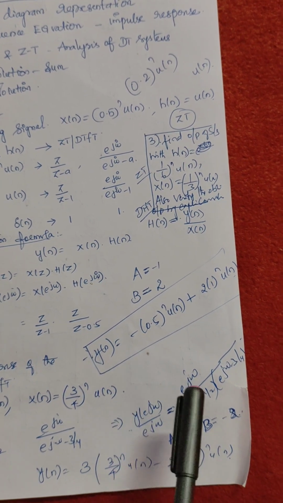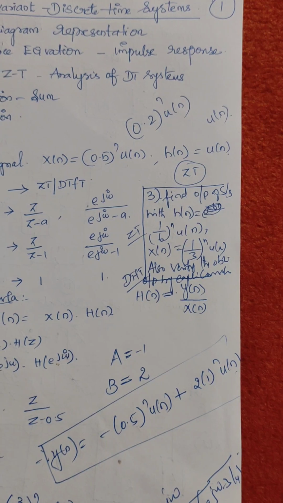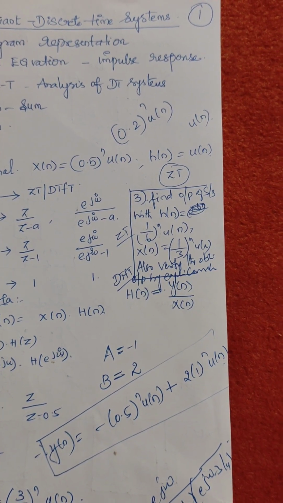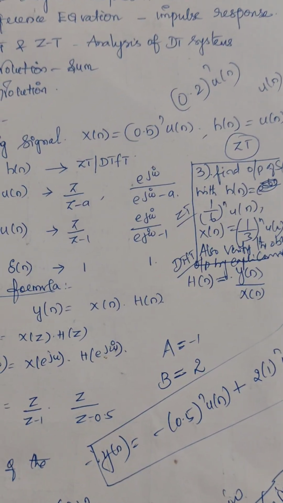The corresponding a and b values are 3 and minus 2. Next, one more problem. Find the output of the system with h of n given as 1 by 6 power n u of n, x of n given as 1 by 3 power n u of n. Take this as homework or as an assignment and try this one.